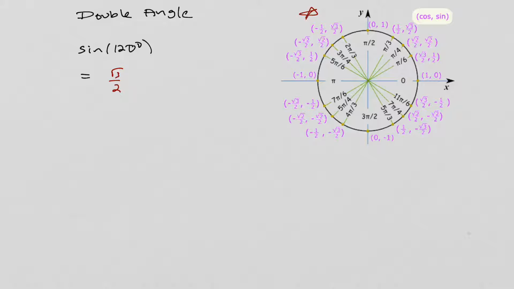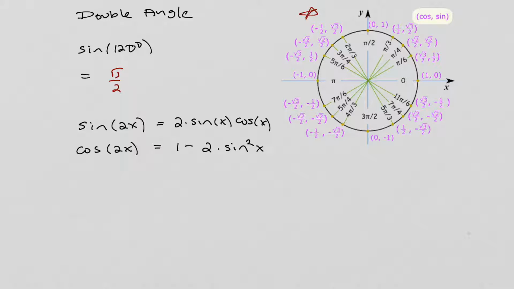Here are the double angle formulas. We have two of them, one for sine and one for cosine. If I have sine of 2x, that's the same thing as 2 times sine of x cosine of x. And cosine of 2x is the same thing as 1 minus 2 times sine squared x.